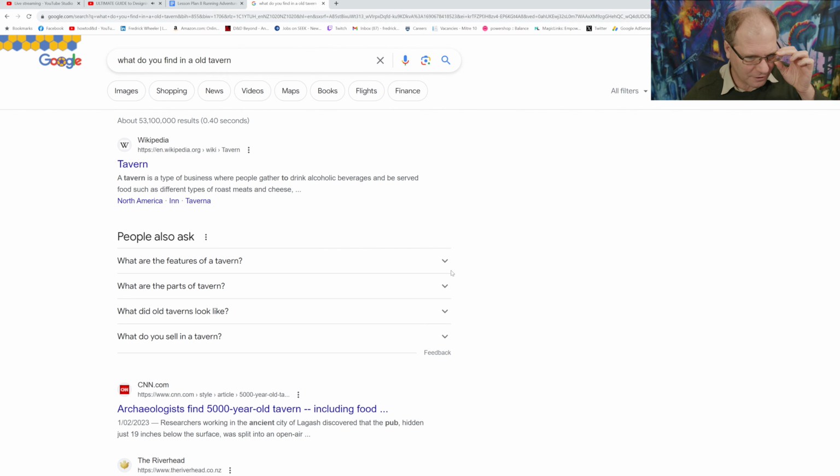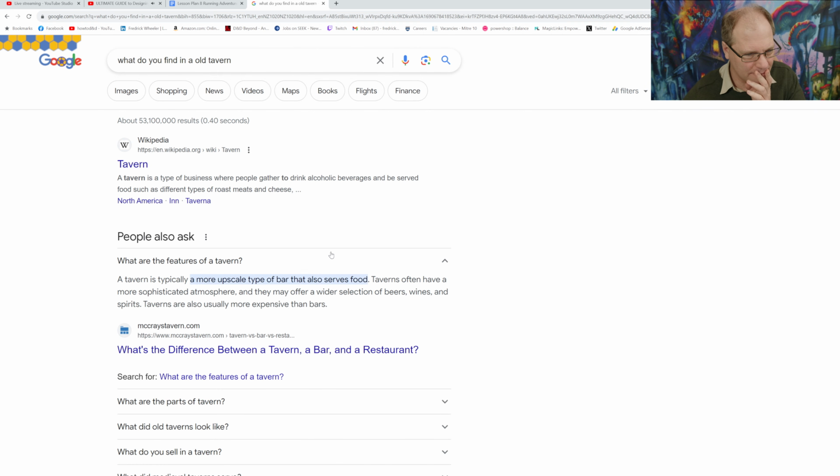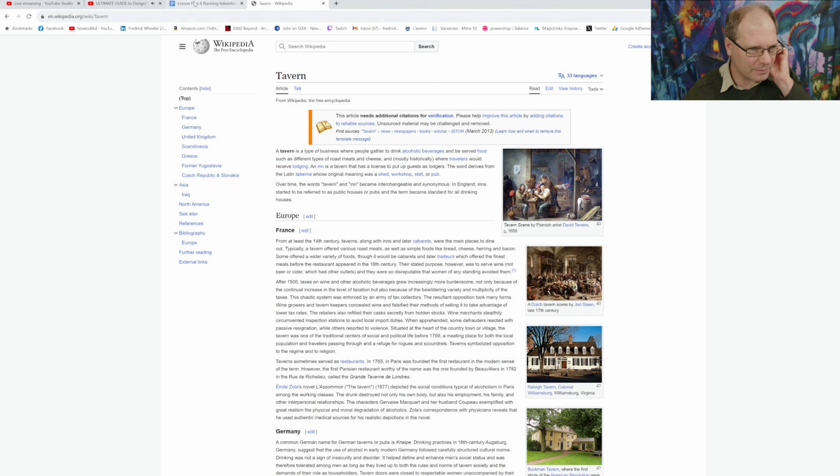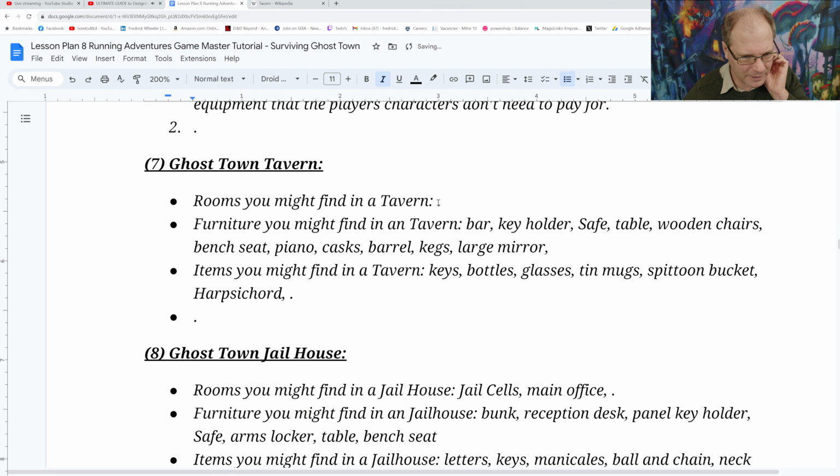Okay, what are the features of a tavern? More upscale tavern-type bars that serve food. Yeah, that's not what we're looking for. Tavern. Beverages, roast meats, cheeses. So there might well be a kitchen. What do we need? We need the kitchen, storage. It'll probably have a pantry.